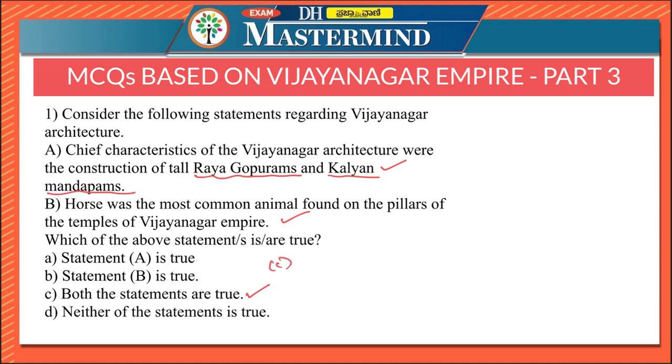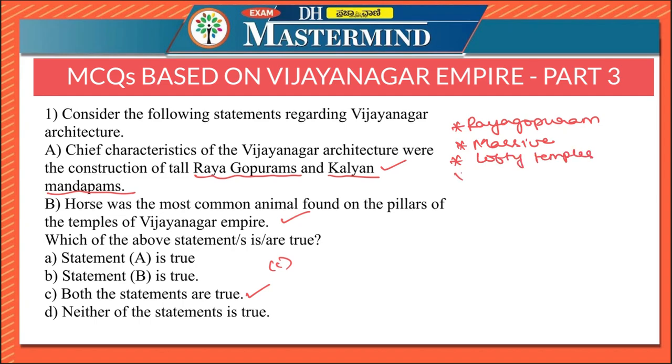Both the statements are true. The chief characteristics of Vijayanagar architecture included construction of tall Raya Gopurams. Raya Gopurams were the chief characteristic feature of Vijayanagar temples. Raya Gopurams were nothing but tall vimanas at the entrance of the temple. Temples were very massive in construction. There were lofty, huge gates we can find in the Vijayanagar architecture.